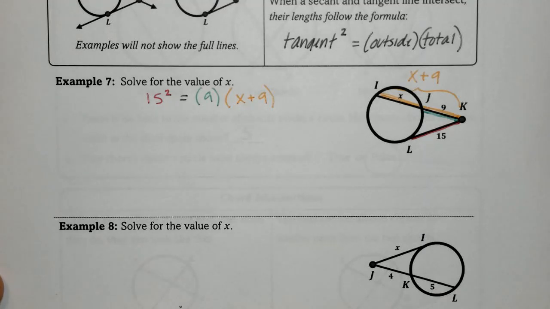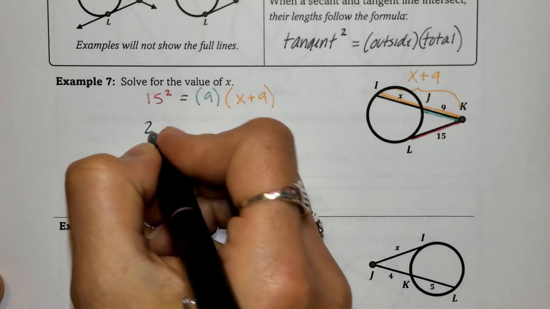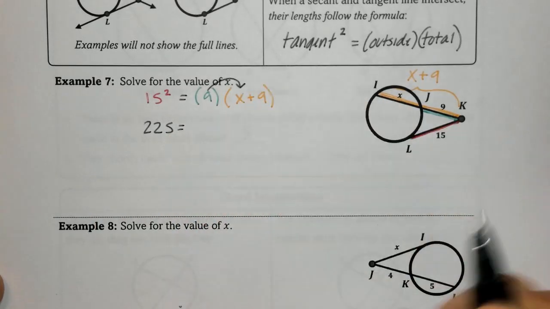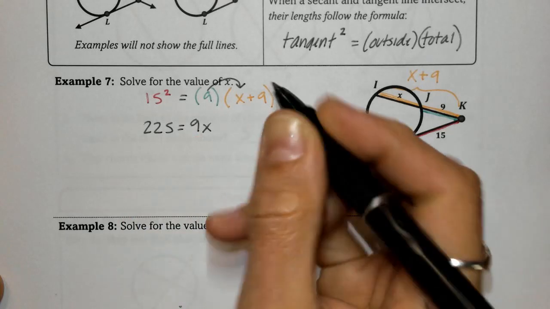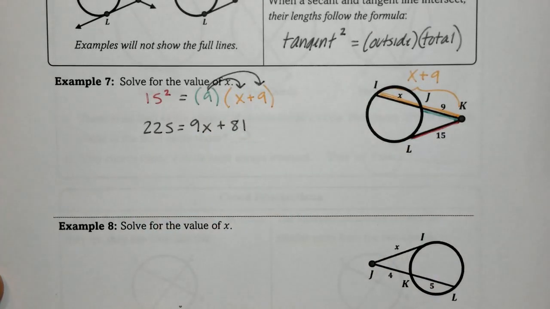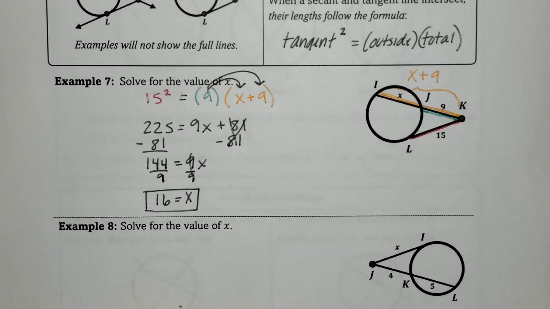So when we solve, 15 squared will give us 225. And with the other side here, we're going to have to distribute 9 times x, 9x. 9 times 9, positive 81. Go ahead and pause the video. We have 2 more steps. Solve for x on your own. With this problem, make sure that we got 16. If we did not, check that work. Subtract the 81 and divide by 9.